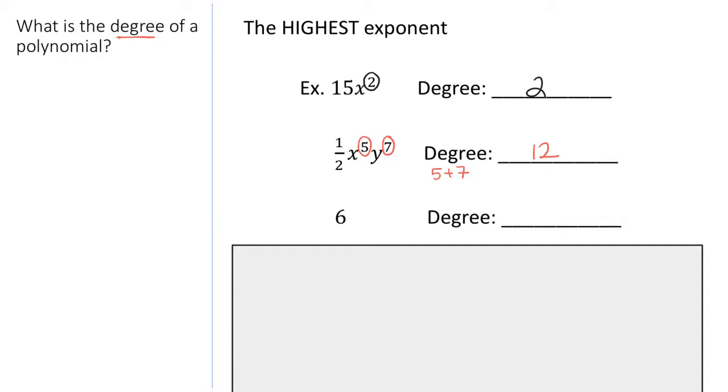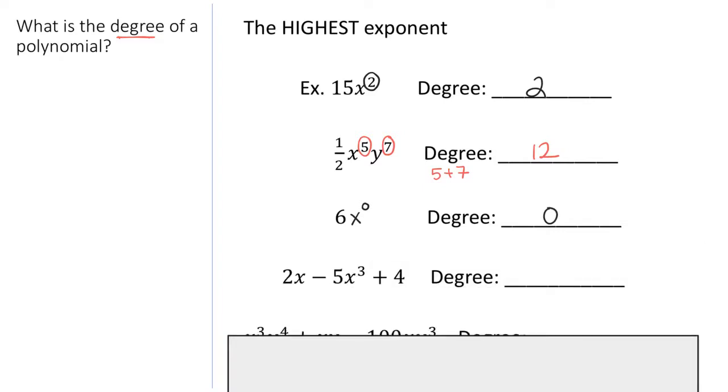Last one, this is a tricky one as well because this is just a number. What it's missing is that variable piece. But remember what we talked about on one of the first slides. If it's missing the variable, that means the exponent is 0. So this is a degree 0 polynomial.